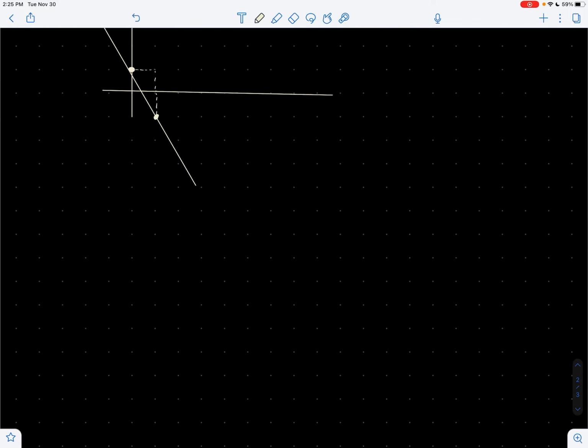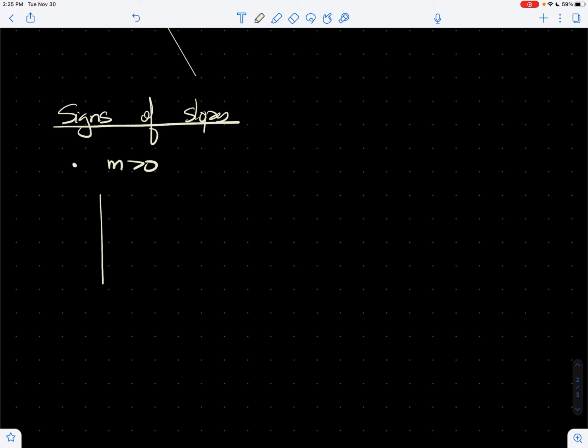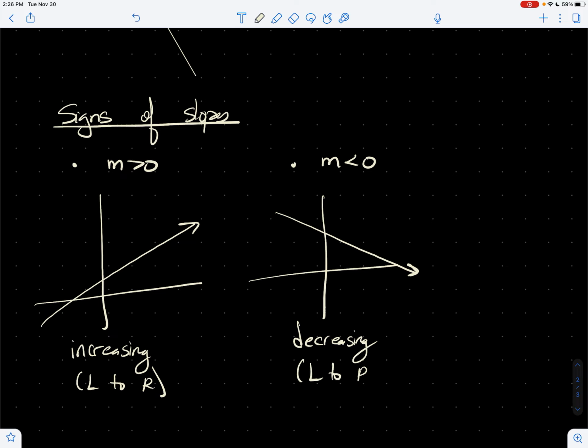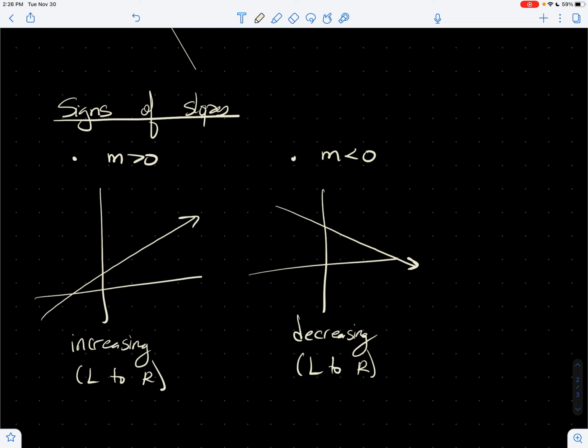Okay, that reminds me, just a real quick comment about the signs of slopes. The first thing I want to make is if m is positive, then your line is generally increasing. When I talk about increasing, I mean left to right. When m is negative, if you have negative slope, all that means is your line is decreasing, again, left to right. And do we have room to squeeze in 0? I think we'll try over here.